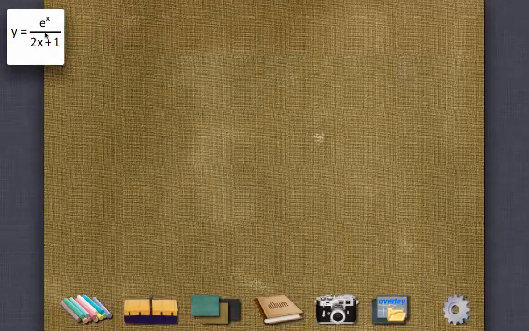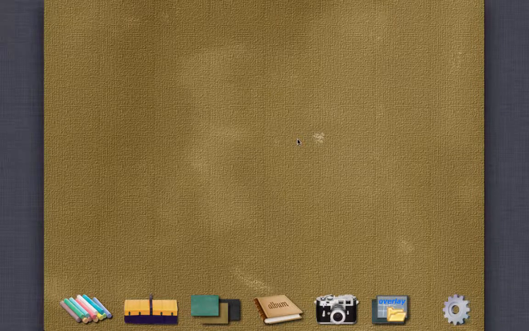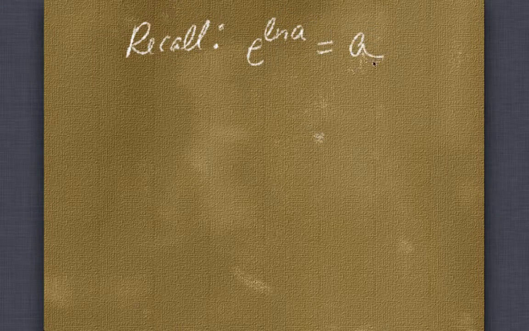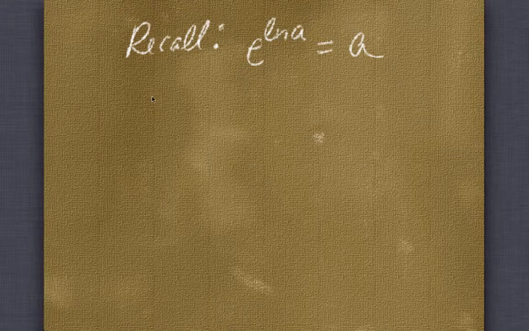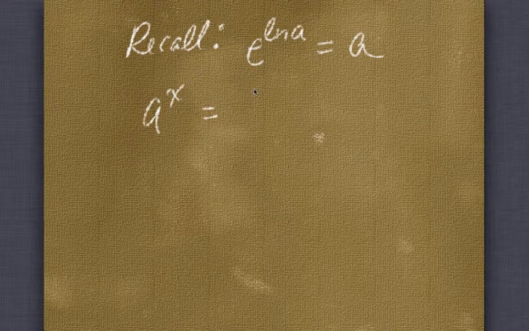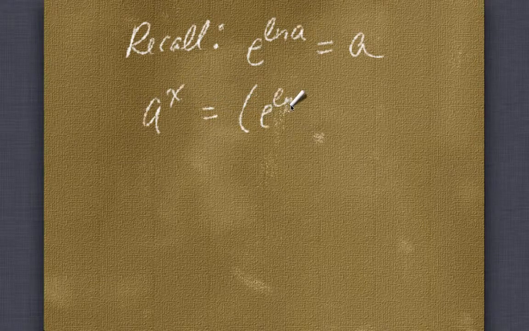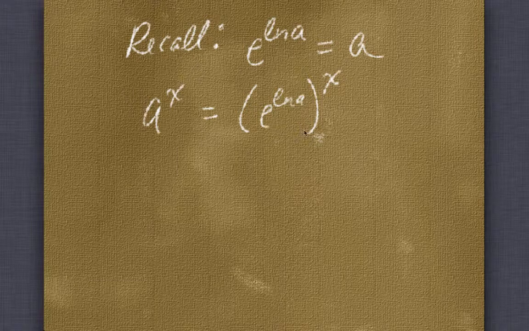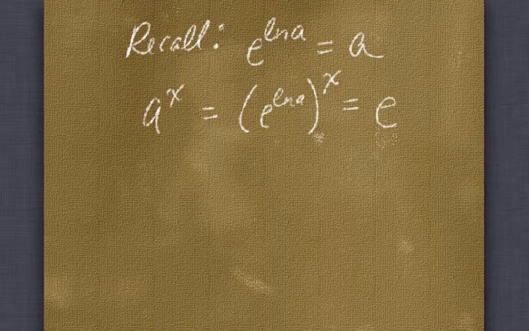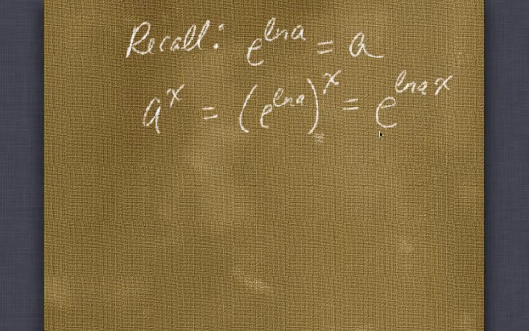Okay, so I think this one was the last before we talk about other bases besides e. So recall, from sometime in your past life, that e to the natural log of a number is that number. These two are inverses. So if I have a to the x, I can rewrite that as e to the natural log a, to the x, which equals e to the natural log a times x.